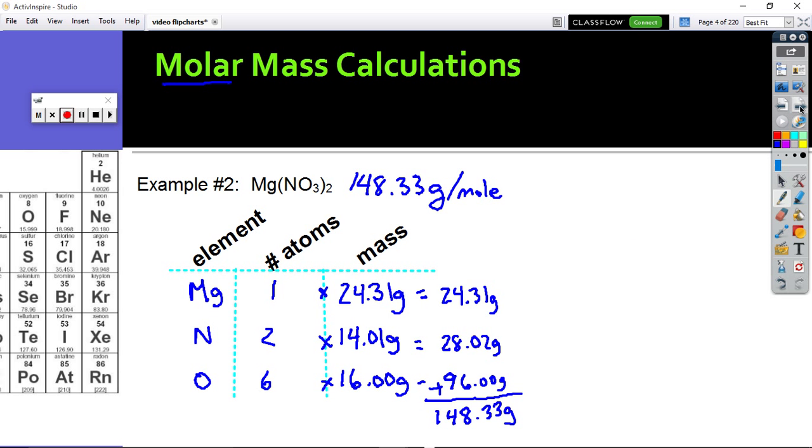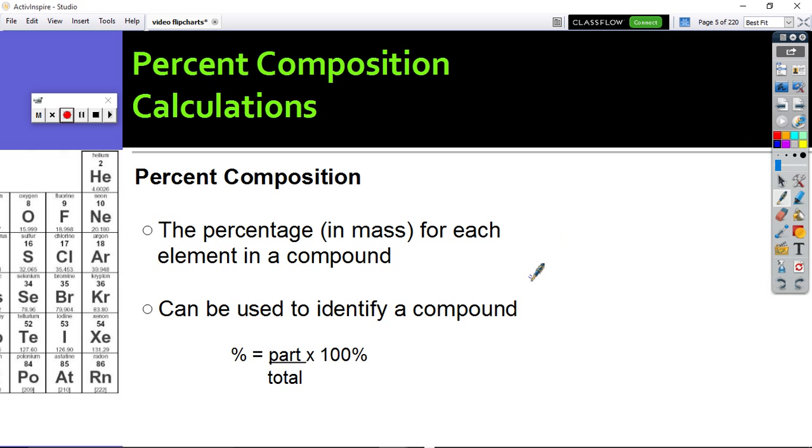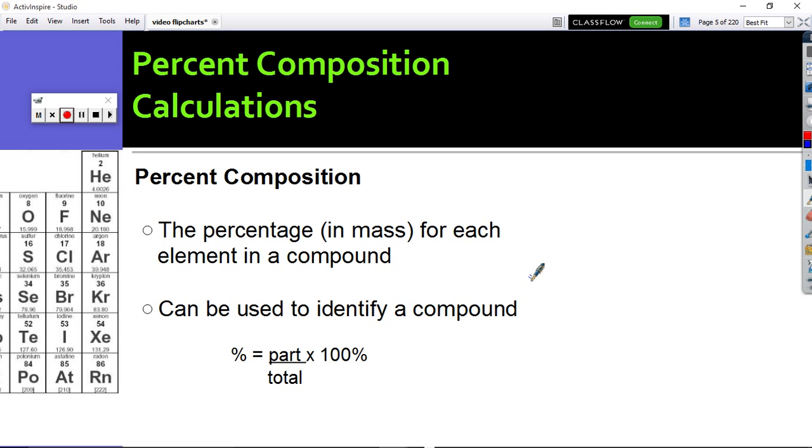So how do we do percent composition? Well, percent composition is always done in terms of mass for each element in a compound. And percent composition can be used to determine which type of compound you have. The overall formula is given as the following, and this comes straight from your math class. Any percentage is equal to the part that you're studying divided by the whole thing times by 100. But let's see how to use that.